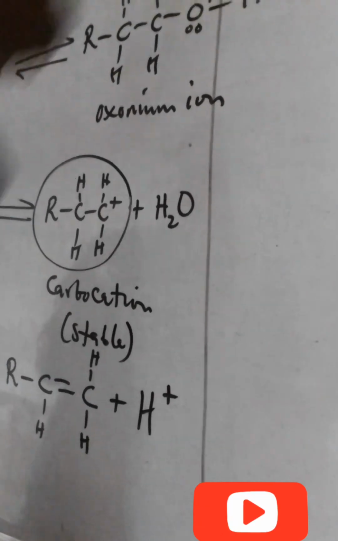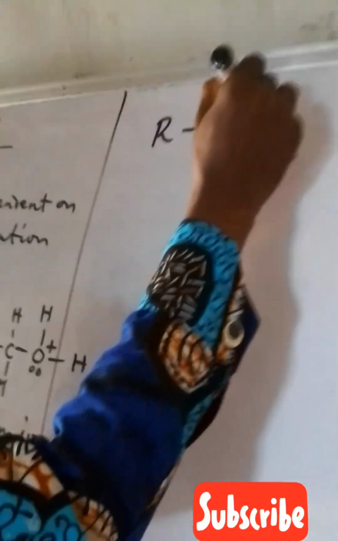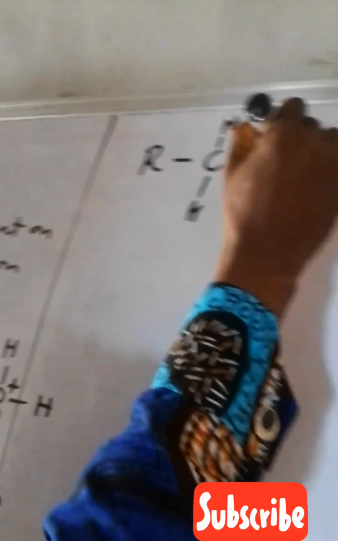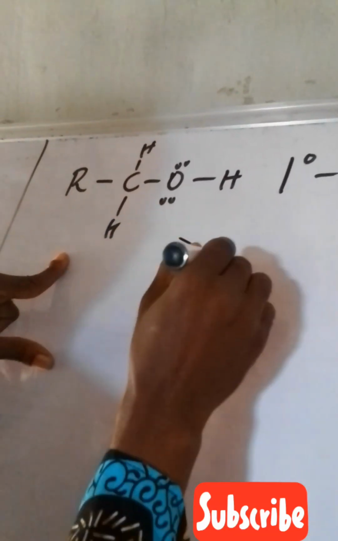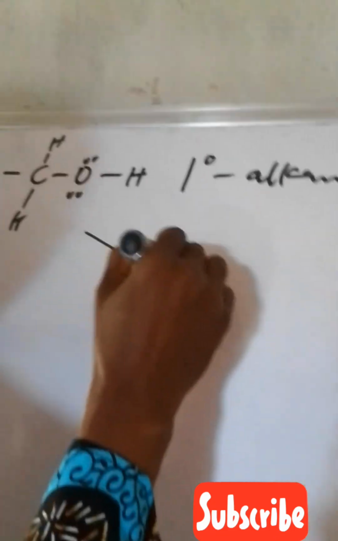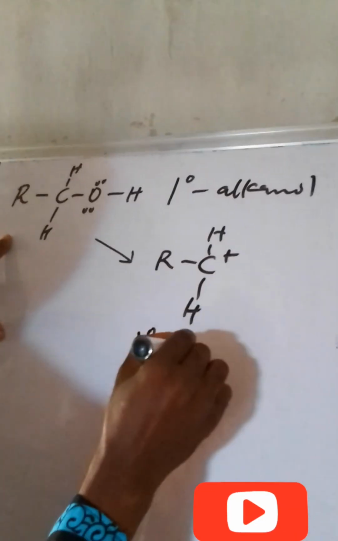And we have three classes of alkanol. Three classes. You will see that this is a primary alkanol. And this primary alkanol forms a primary carbocation, RCH2+. This is a primary carbocation.